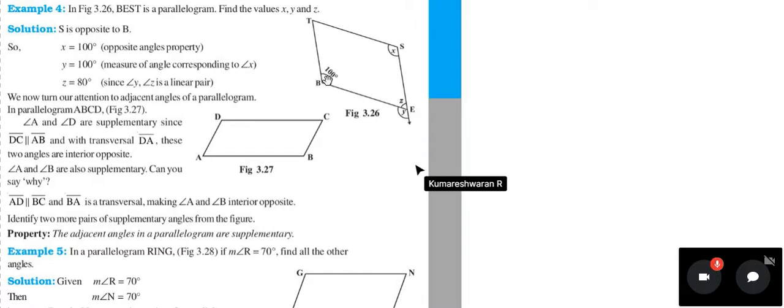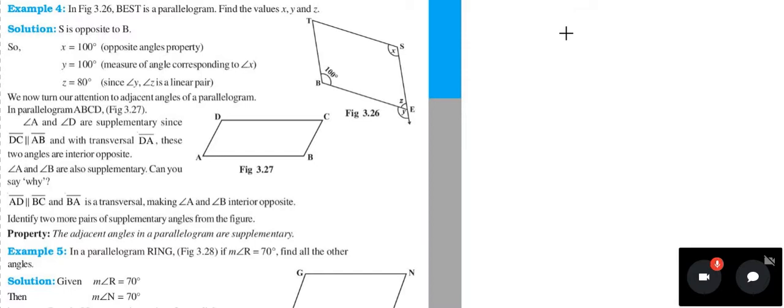Okay, so let's start doing the problems from this exercise. This is from exercise 3.2, I believe. We have understood about parallelograms. We have seen some properties about the parallelogram. So in today's class, we are going to see related problems based on those properties. Okay, so let's take this example.